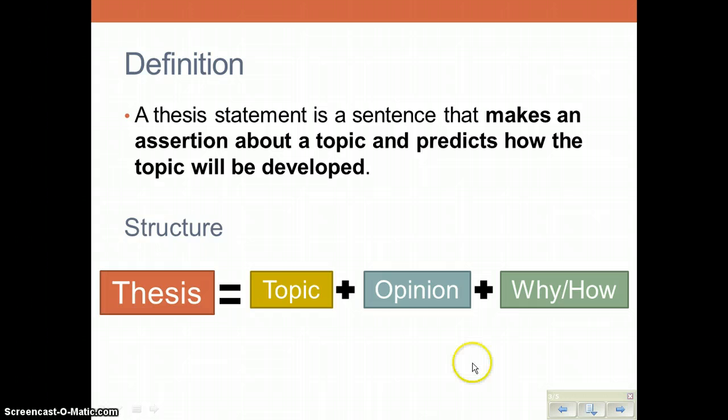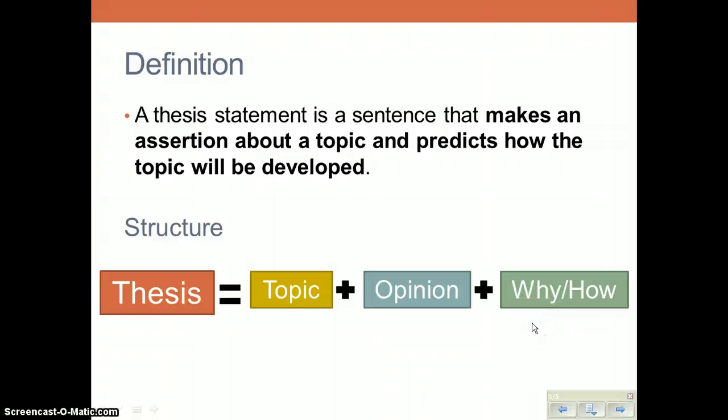And usually people are pretty good about getting the topic. Sometimes we struggle a little bit with opinions. Sometimes we just want to say what the author says or what's being said in class. But the main problem that a lot of people have is they're missing this why or how because it's a little bit hard to understand.